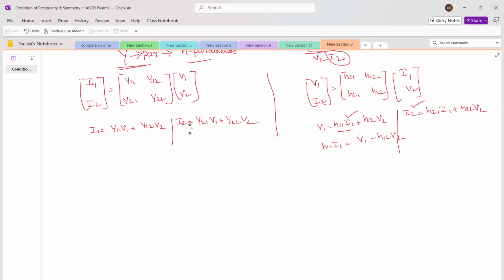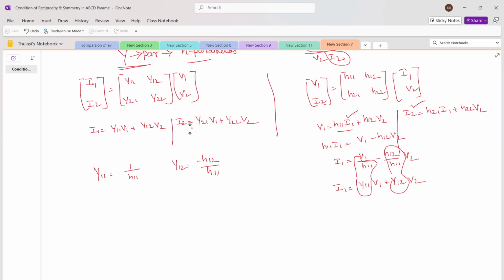Now let's compare this one. I want the value of I1, which is equal to V1 by H11 minus H12 divided by H11 into V2. Compare with the standard format, I1 is equal to Y11 V1 plus Y12 V2. When you compare the values, you get the two values. Therefore Y11 is equal to 1 by H11, and Y12 is equal to minus H12 divided by H11.